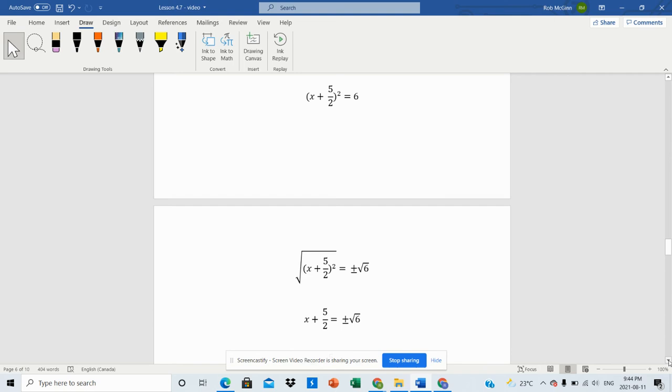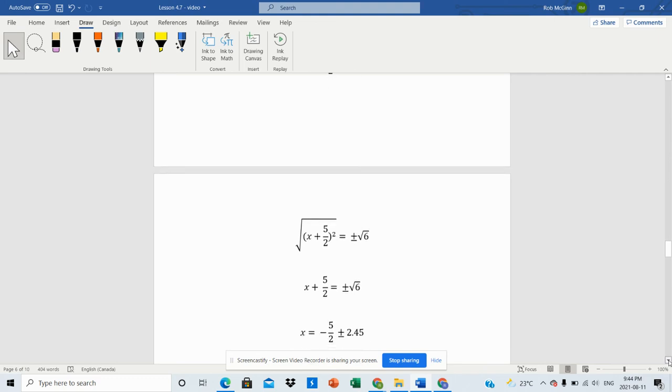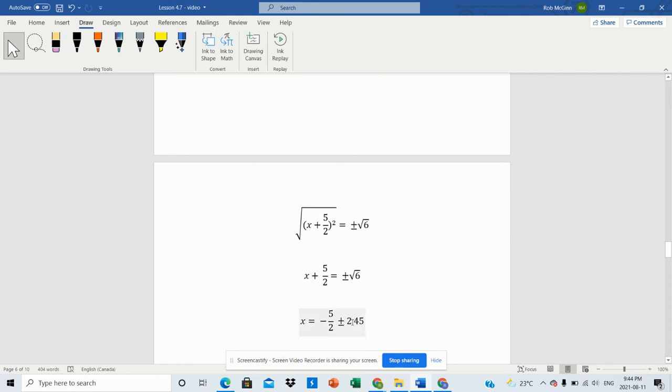Well, we want to solve for x, so we've got to get that 5 halves to the right side of our equation. It's going to become a negative. So we get x equals negative 5 halves plus or minus the square root of 6, which I did. It was 2.45. So this means that I have to split this into two equations. I'm going to have x equals negative 5 halves plus 2.45 and x equals negative 5 halves minus 2.45.